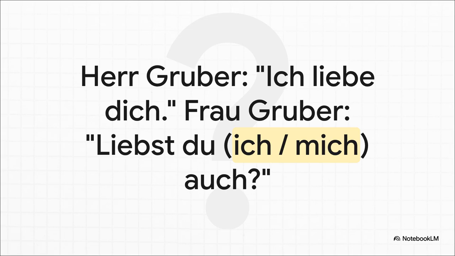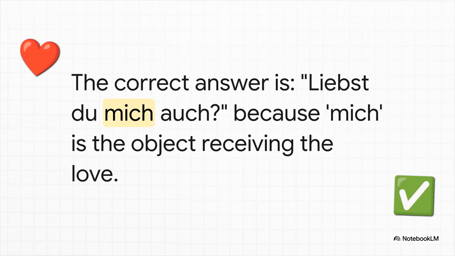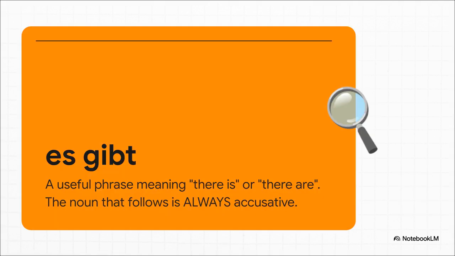All right, time for a quick little test. Herr Gruber says, Ich liebe dich, I love you. How does Frau Gruber ask him if he loves her back? Should she use ich or mich? She would, of course, say mich, because in her question, me is the object of the loving. Du, you, is the subject doing the loving, and mich, me, is the object receiving that love. Liebst du mich auch?